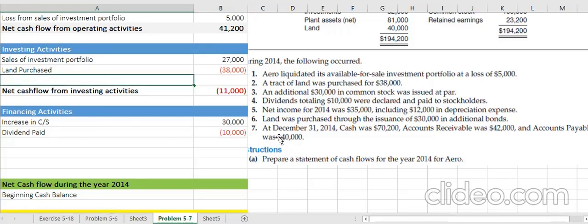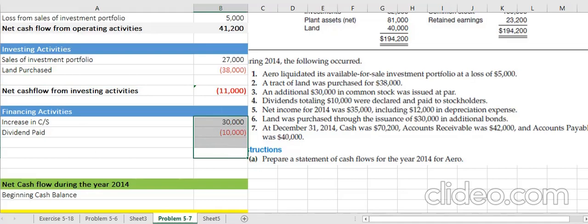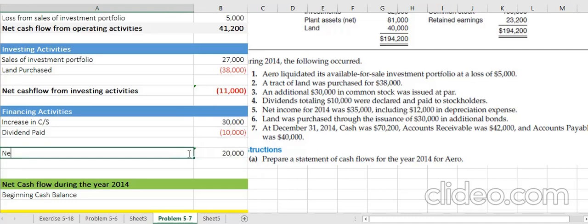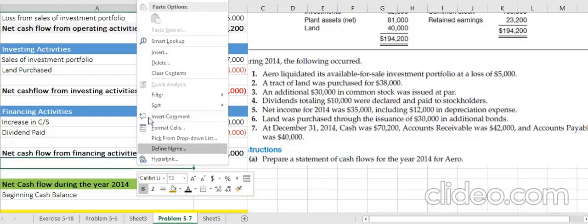Further, we have this cash information, which we don't need right now. We can wait a bit. Accounts receivable is already done. Accounts payable information is already done. So we are done with our financing activities also. Our net cash flow from financing activities is $20,000 positive.